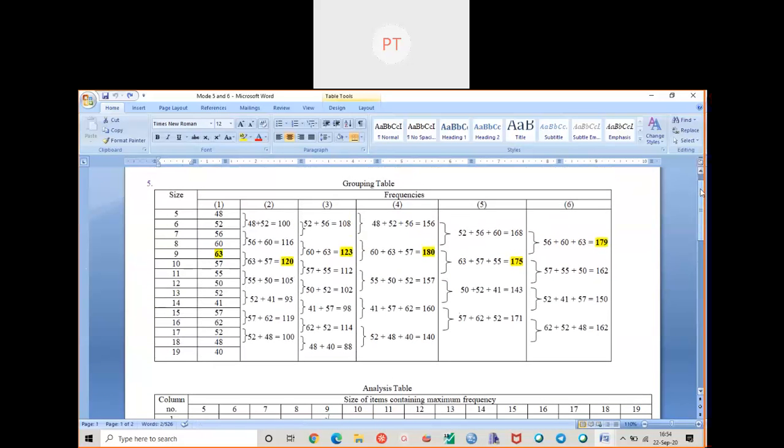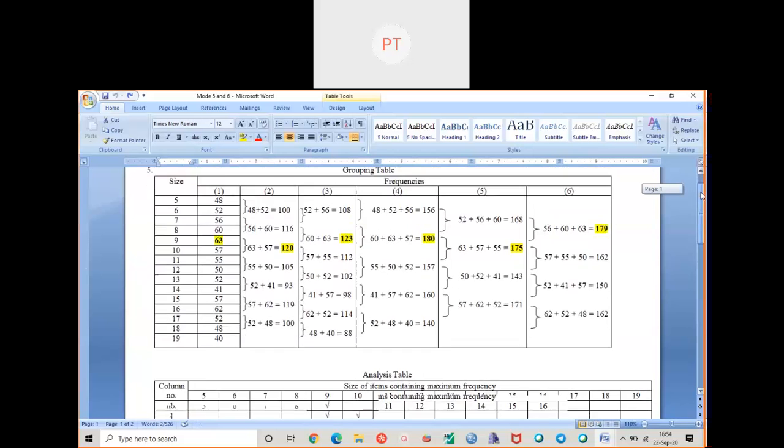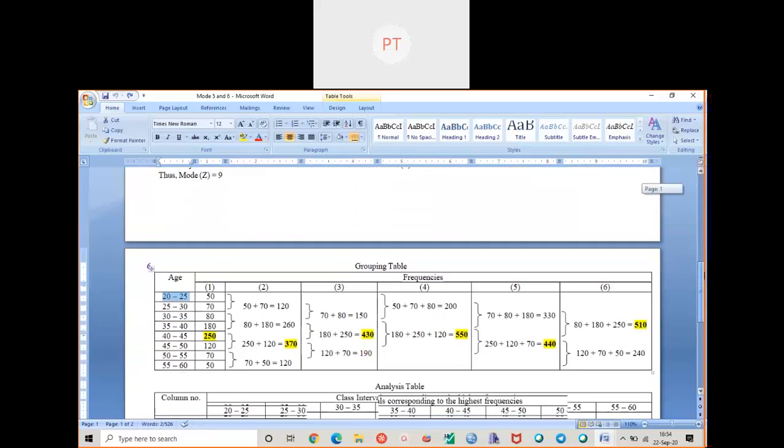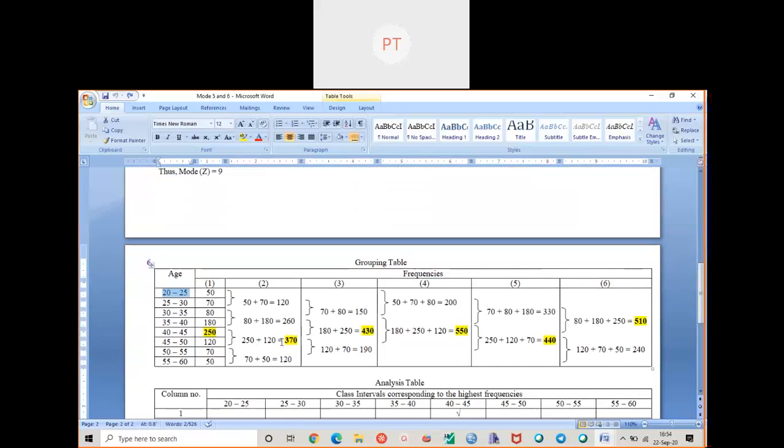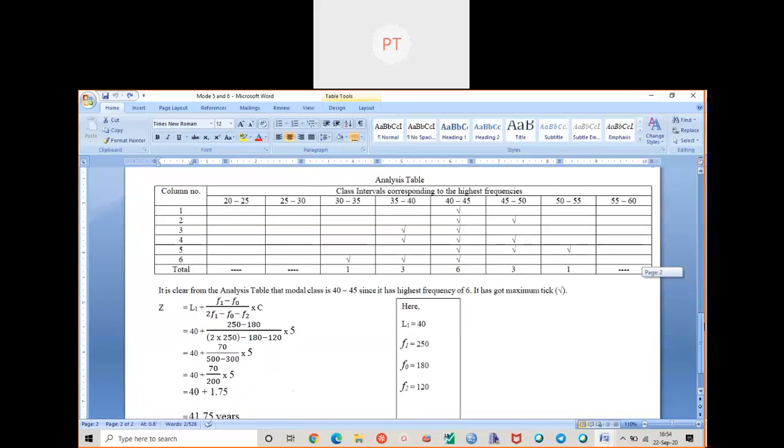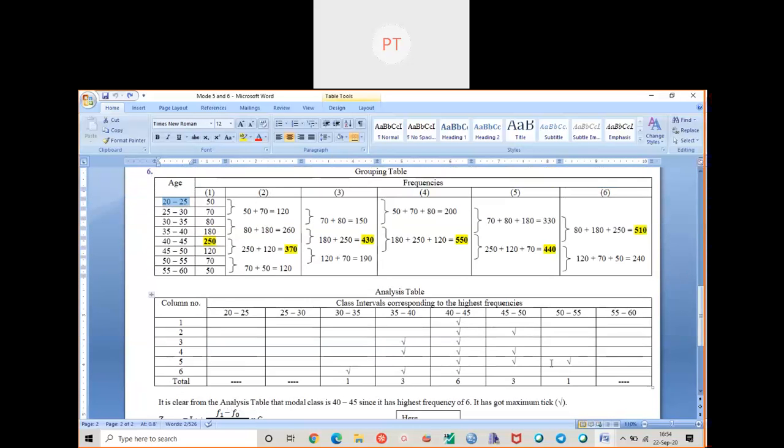Okay, only a normal frequency distribution. But in question number 6, we can see the data is continuous series data. Columns number 1, 2, 3, 4, 5, 6 we prepare the same way, be it a discrete series or a continuous series. But when we have continuous series data, this kind of formula should be applied. We will apply it afterwards.